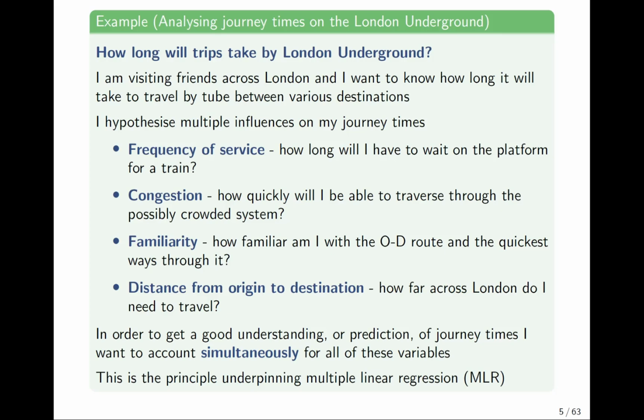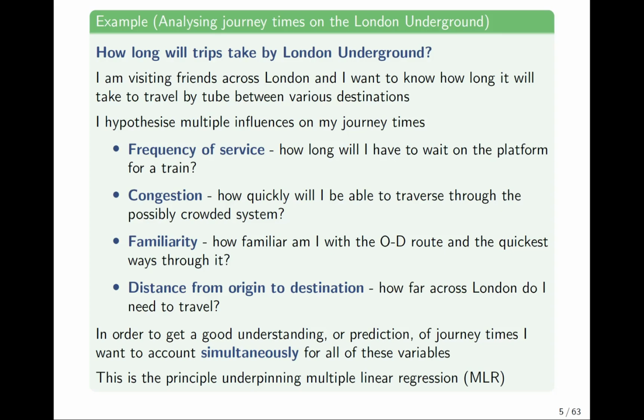So let's say I'm interested in how long trips take by London Underground. I'm visiting friends, or I want to visit friends across London, and I want to know how long it's going to take to travel by tube between various destinations. And I'm thinking about what might influence my journey times, and I come up with some hypothesis, and that is that the frequency of service is going to matter. So how long am I going to have to wait on the platform for a train to arrive? That's going to influence my journey time.